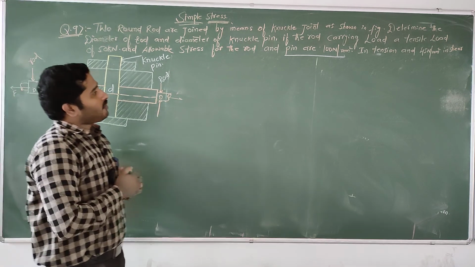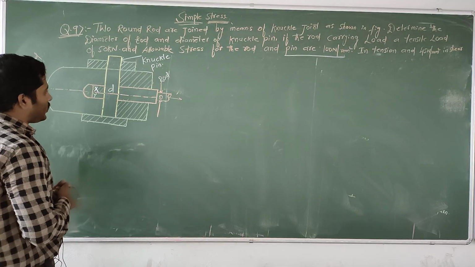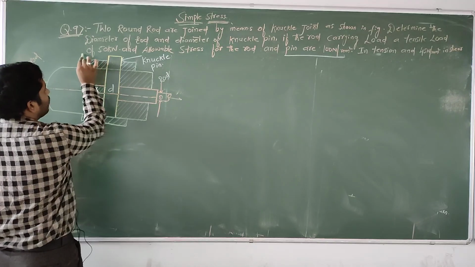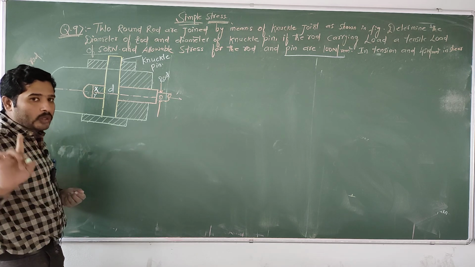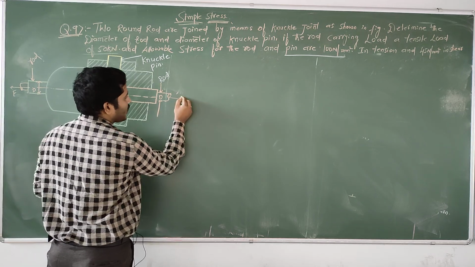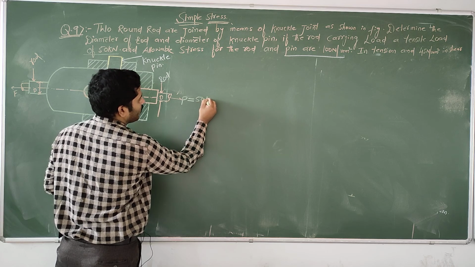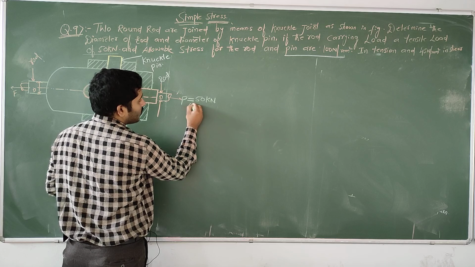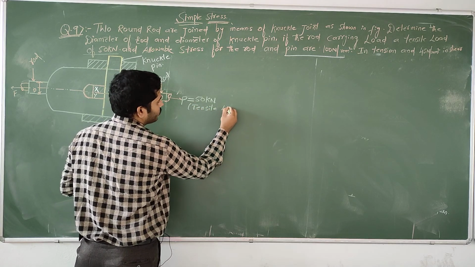Okay? The rod is carrying a tensile load of 50 kN. Which load is acting? Tensile load is acting. How much load is acting? 50 kN load is acting. Then we can represent P equal to 50 kN. Is it right? So what is the nature? The nature is tensile load.